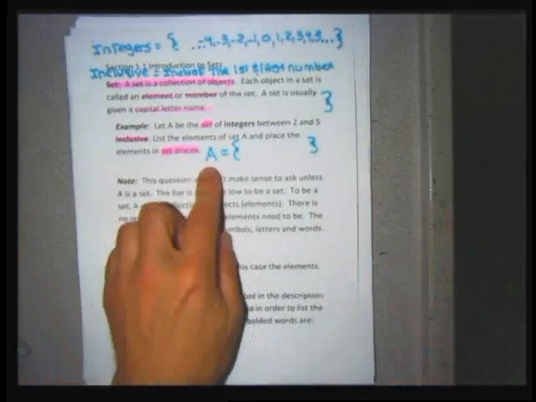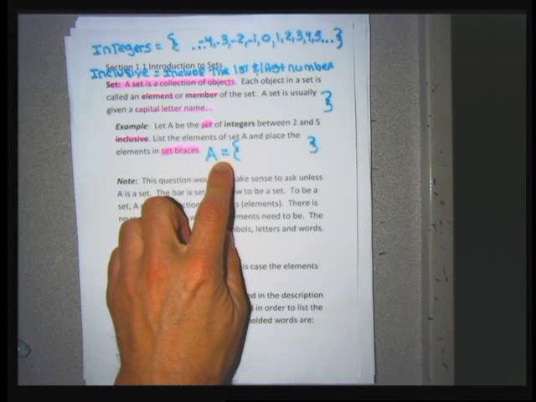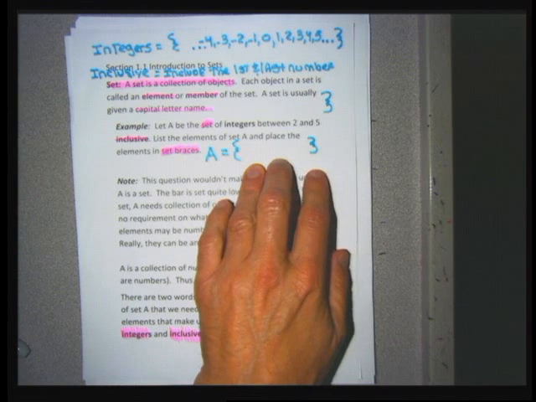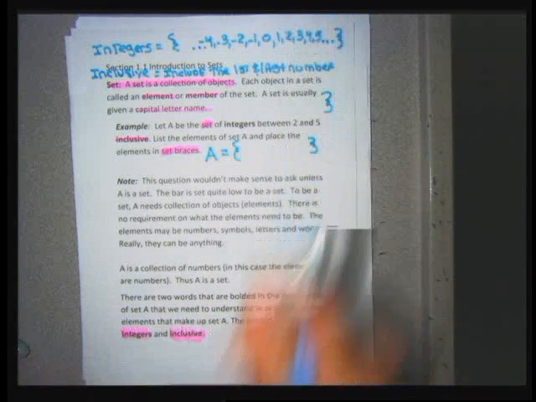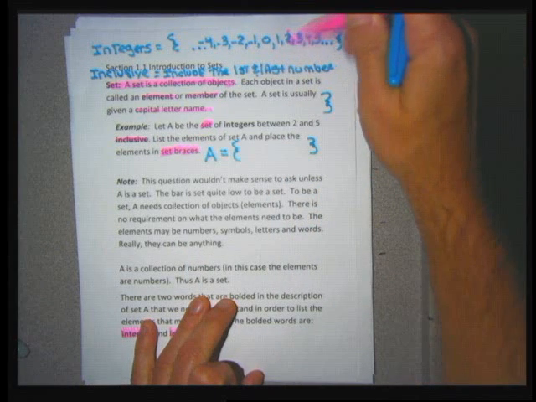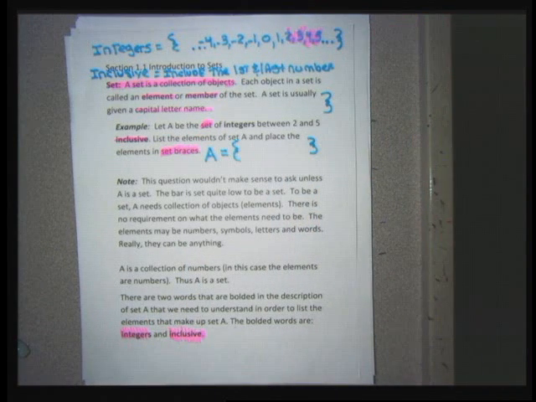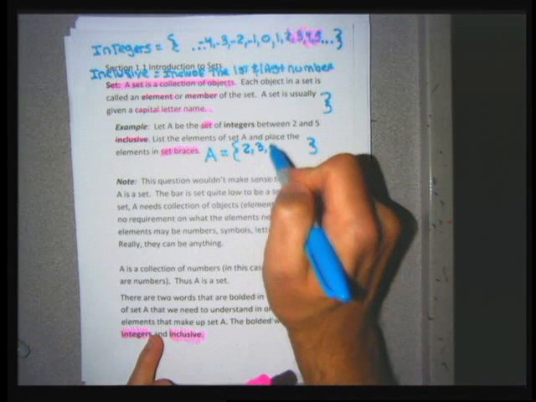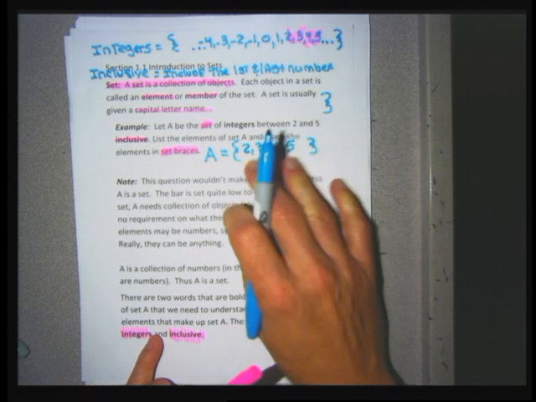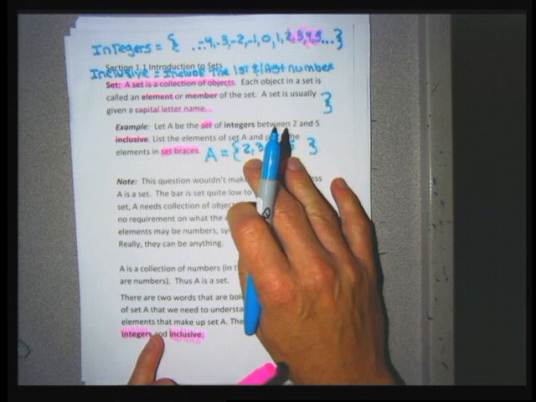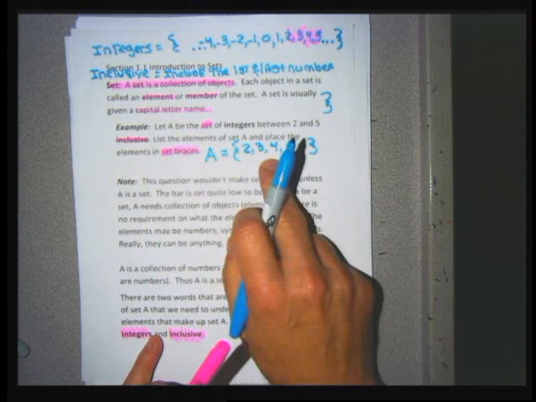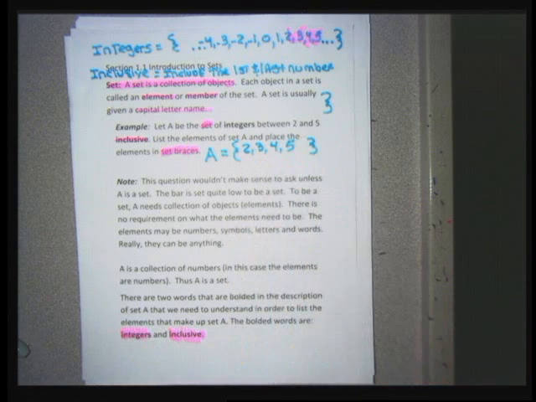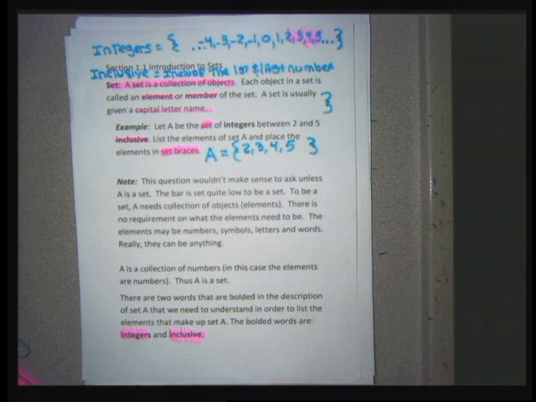So I wrote A for the set name, an equal sign because this is what set A equals, and inside I'm going to place the integers between 2 and 5, including the 2 and the 5. From my list up here, these are all the integers between 2 and 5, including the 2 and the 5. Those 4 numbers in this problem are considered the elements of set A or the members of set A. So we'd say 2 is a member of set A, or 3 is an element of set A. All right, so that's that example.